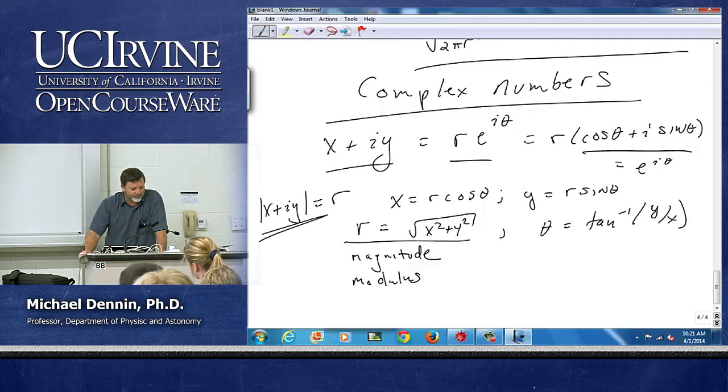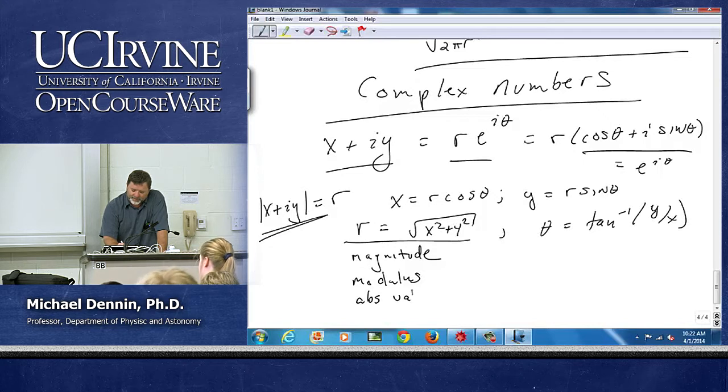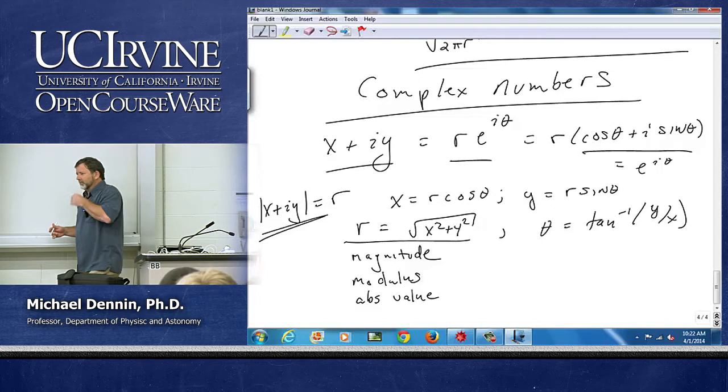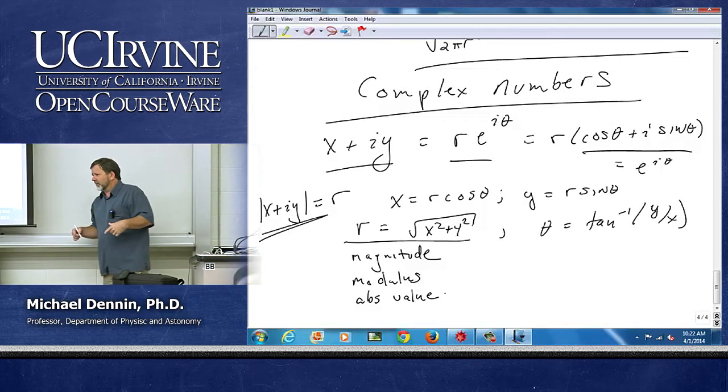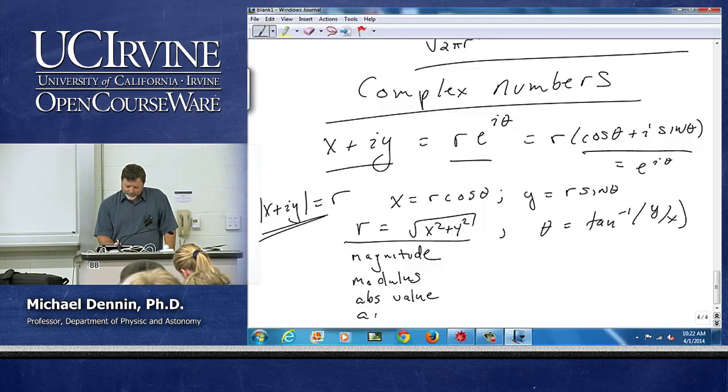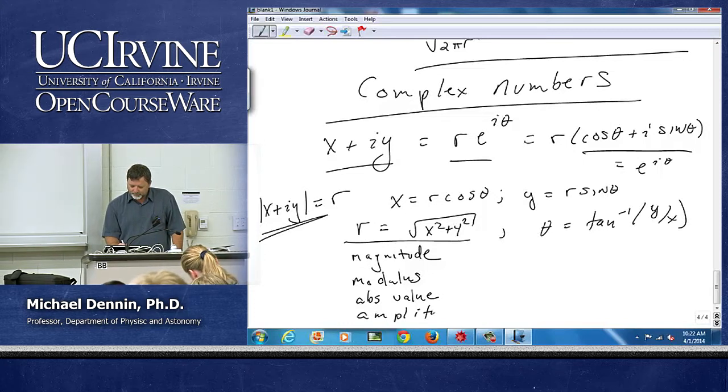What else is it often called? Those are probably the two most common. There's two others that it can be called. Absolute value. That's useful to know because the Mathematica command involves the absolute value, ABS for short. The other thing you'll hear is that it's the amplitude, because it's related to wave behaviors, the amplitude of a wave.